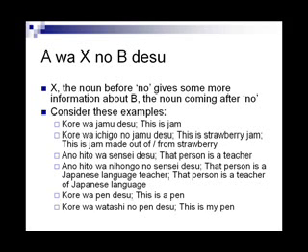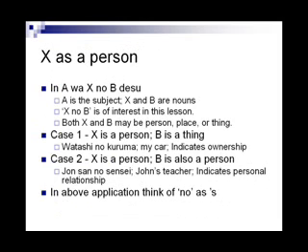Kore wa pen desu. This is a pen. Kore wa watashi no pen desu. This is my pen. As you can see, adding X added more information about B. That is the role of no. In the A wa X no B desu structure, A is the subject. X and B are nouns. X no B is of interest in this lesson. Both X and B may be person, place, or thing.